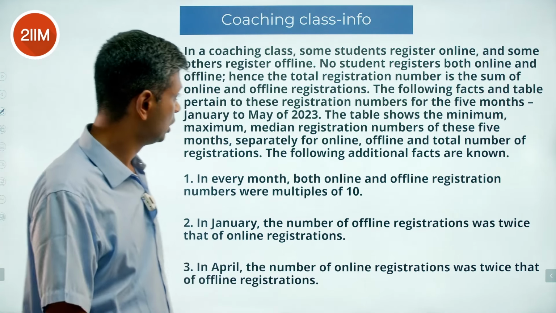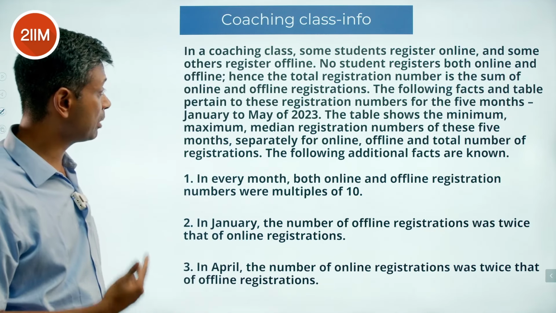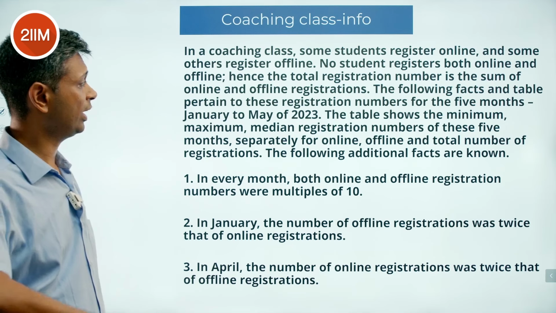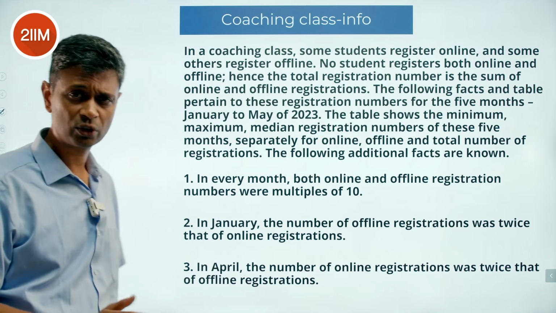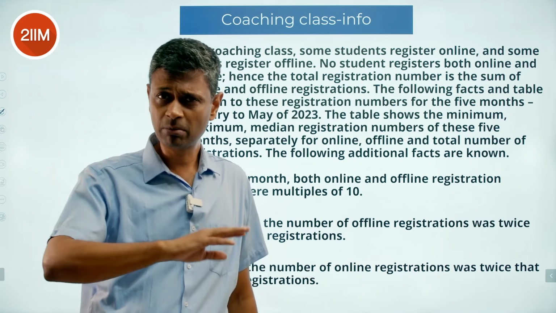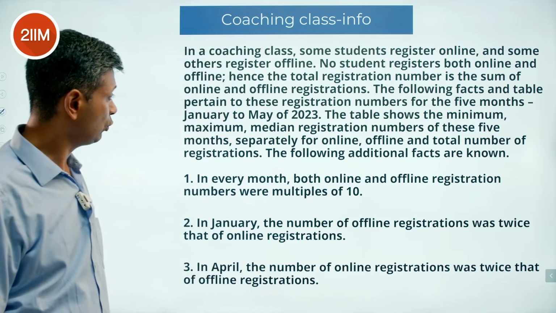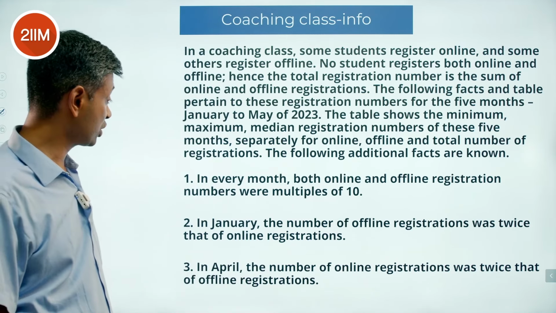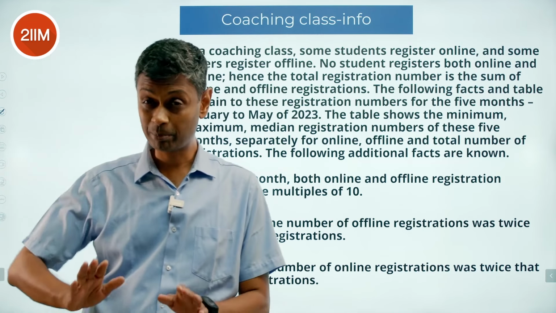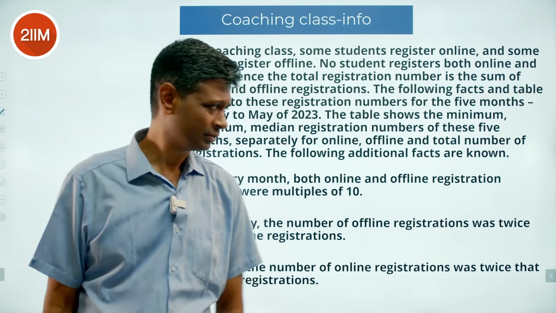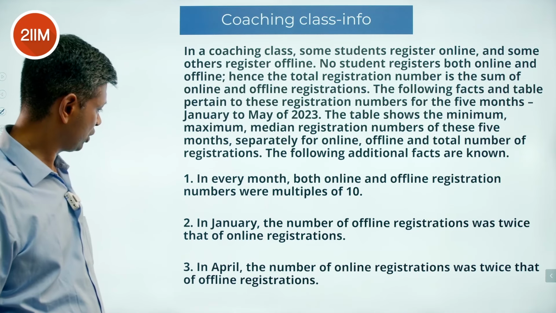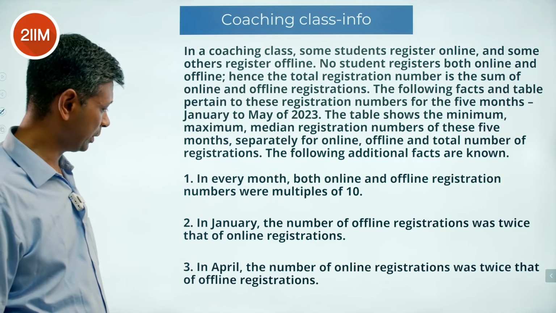of 2023. The table shows the minimum, maximum and median registration numbers of these 5 months, separately for online, offline and total number of registrations. For all, we have the median, maximum and minimum. The following additional facts are known. In every month, both online and offline registration numbers were multiples of 10. Very nice, multiples of 10, beautiful. In January, the number of offline registrations was twice that of online registration. In April, the number of online registration was twice that of offline registration.